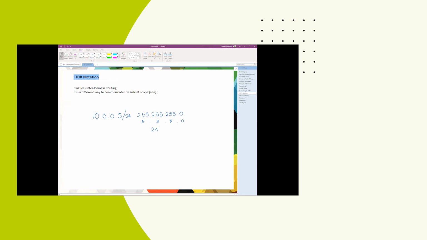But apparently the other part of our colleagues needs to be aware of what a /something is. Okay, let's go to this. So this CIDR notation is just another way of communicating the subnet mask. It's not anything too technical.